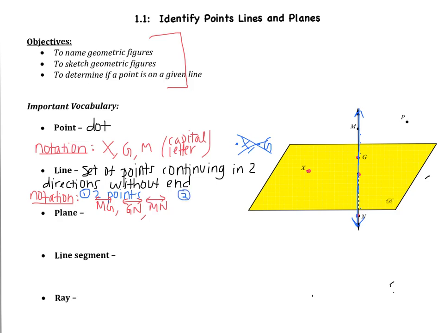That's the common notation. Another notation that you could see, but it's not as common, is 1 lowercase letter. So our line doesn't have a lowercase letter, so let's give it a lowercase a. So we could also call that line a. And you're going to write out the word line. You're not going to put any notation.